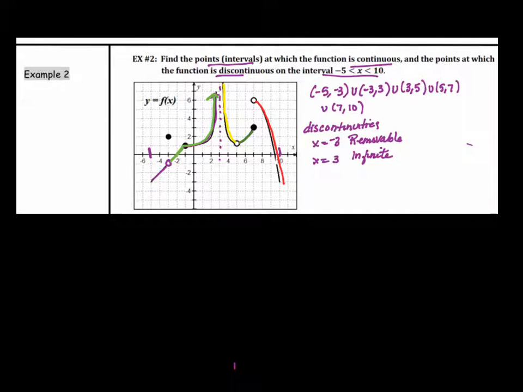And then we have x equals 5. Right here, that's removable. The one at 3 is non-removable. We're specifically calling it infinite, but if they're just talking removable and non-removable, this one at 5 would be removable. It's got a hole. And then at x equals 7, we have a jump, and that would be non-removable too.